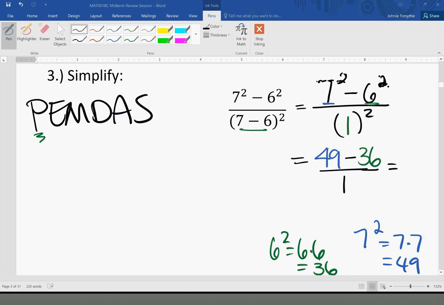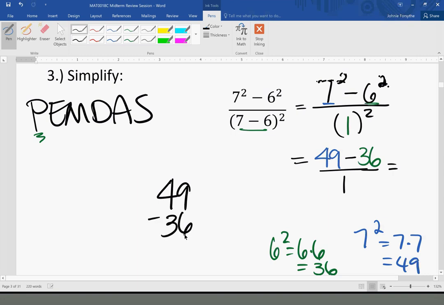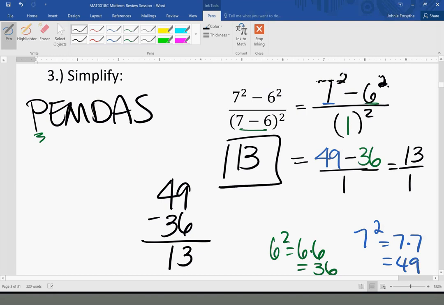Okay, so now we have 49 minus 36 divided by 1. And so let's subtract 49 minus 36. 9 minus 6 is 3. 4 minus 3 is 1. So we have 13 over 1, which basically simplifies to just 13.